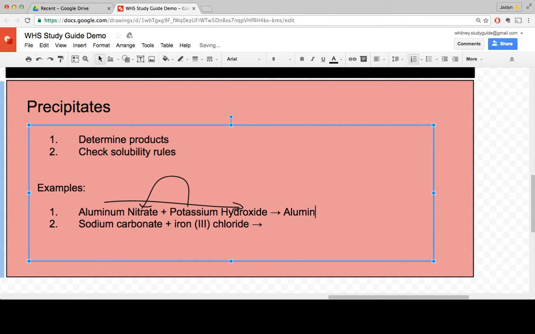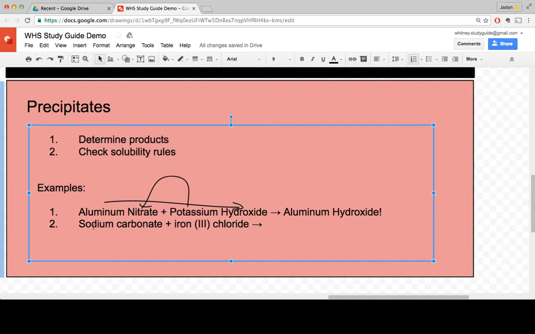So aluminum hydroxide. And this was on the quiz. And we can look at potassium nitrate. Well, we just saw in the what is soluble that it's a nitrate. So that's soluble. So it's not a precipitate.